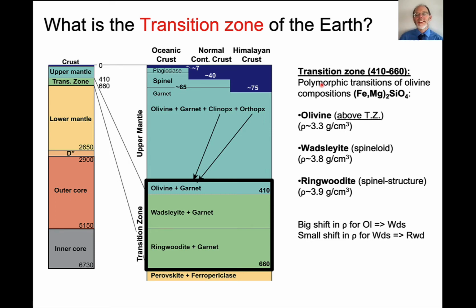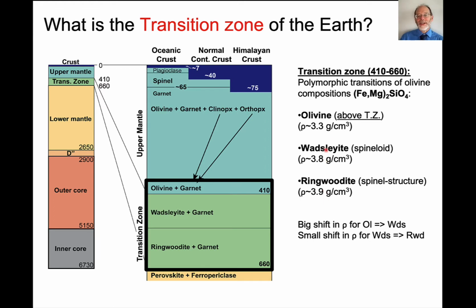So I'll explain what all of this means, but olivine has a composition of FeMg2SiO4, and at shallow levels, the stable structure is the olivine structure, but as we go deeper and deeper into the mantle, the structure changes. It first changes to Wadsleyite, which is a spineloid structure. I'll show you what that looks like. And then Ringwoodite, which is a simple spinel structure. The densities change considerably as you go from olivine to Wadsleyite, and there's a bit of a change as you go from Wadsleyite to Ringwoodite.